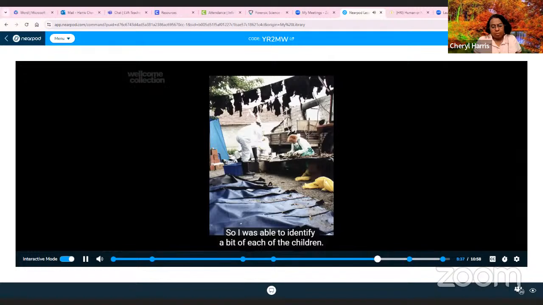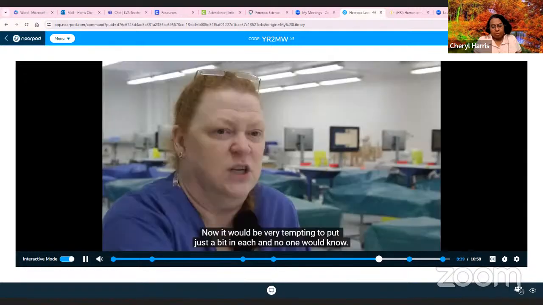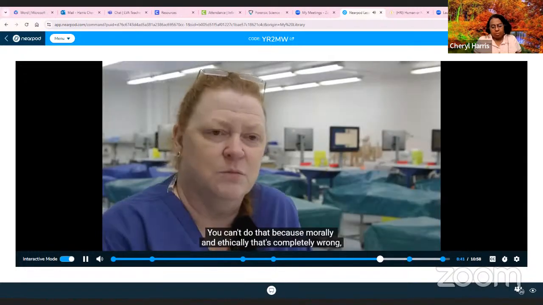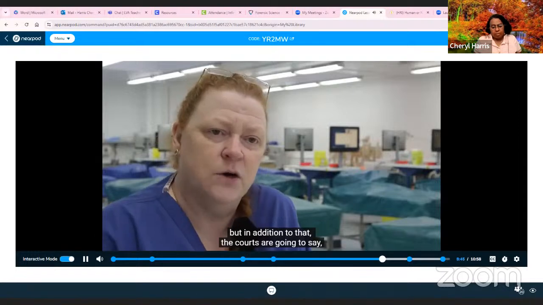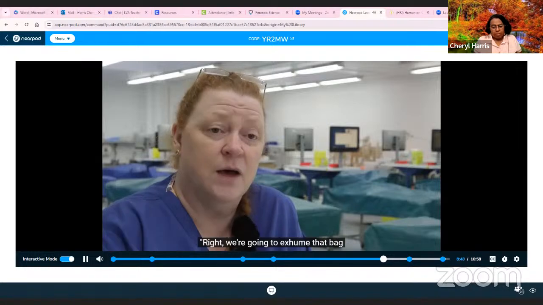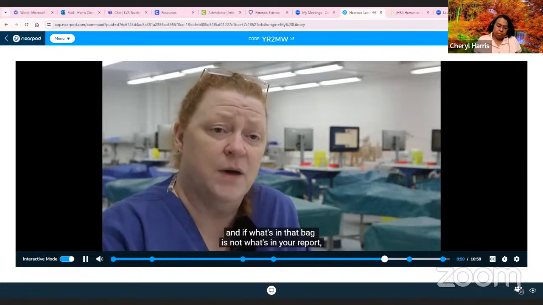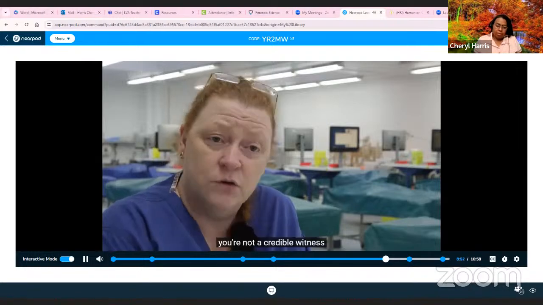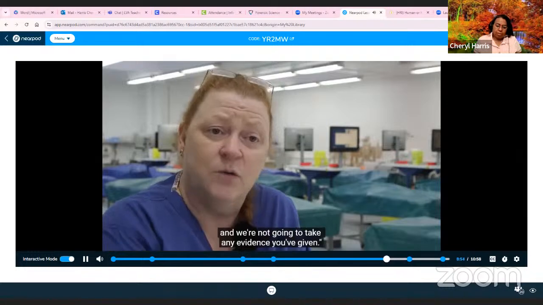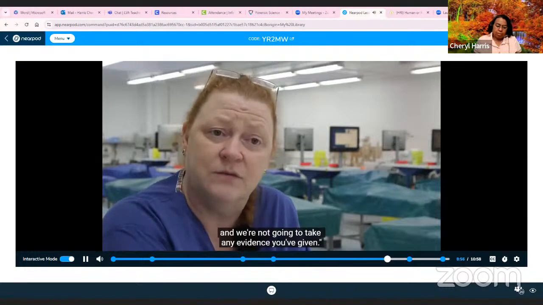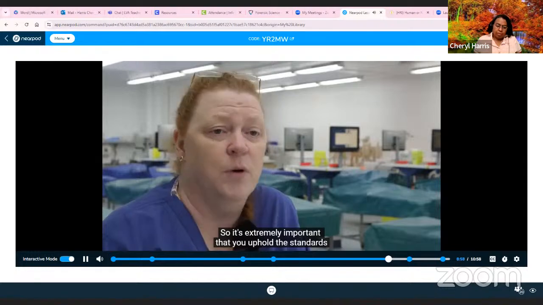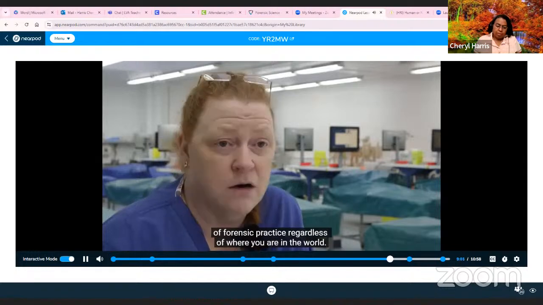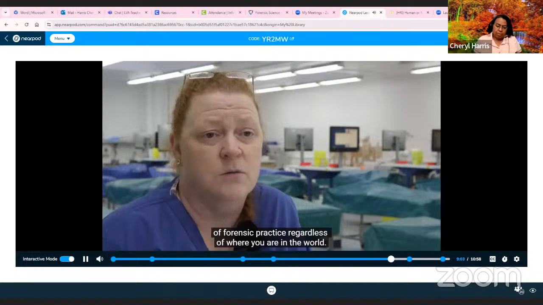Now, it'd be very tempting to put just a bit in each and no one would know. You can't do that, because morally and ethically that's completely wrong. But in addition to that, the courts are going to say, right, we're going to exhume that bag. And if what's in that bag is not what's in your report, you're not a credible witness, and we're not going to take any evidence you've given. So it's extremely important that you uphold the standards of forensic practice, regardless of where you are in the world.